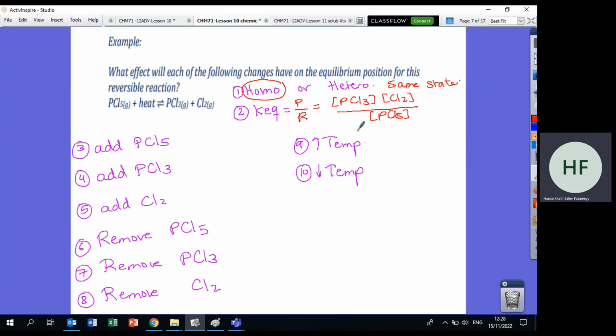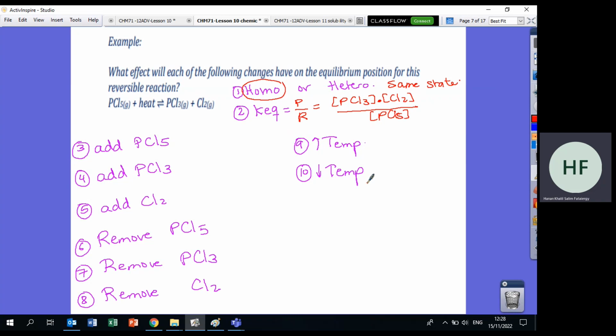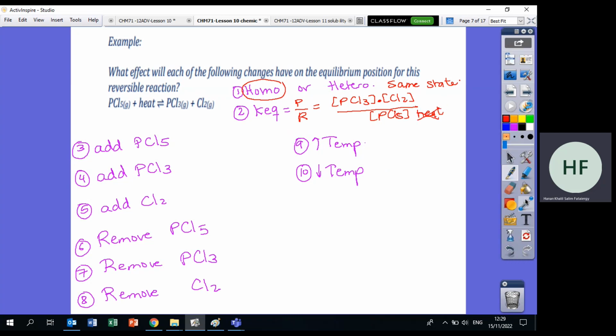Okay, guys, I want to tell you something. A very common mistake students make in the exam: they write PCl3 plus Cl2. This is wrong because they see a plus here, so they put a plus. This is not plus, this is times, PCl3 times Cl2. Be careful. This one is product, this one is multiply. And other students write heat. Of course, heat is not a reactant and it's not a product. You should not mention it. We write only reactants and products.